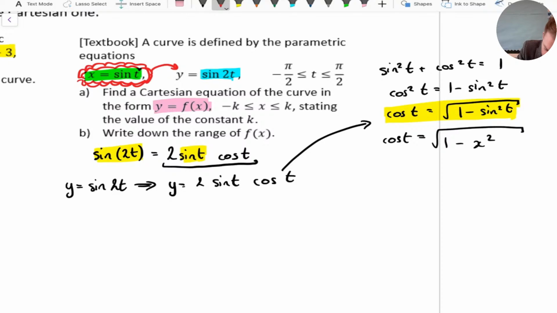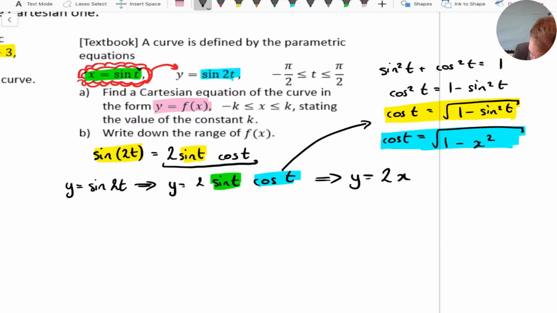So we've got this green part, which I'm going to replace for sine, and the blue part, which I'm replacing for cos. I've had to use the double angle formula to get two things in terms of sine and cos. So I can say here now that y is equal to 2 sine t, which is equal to x, times cos t, which is equal to the square root of 1 minus x squared. So that's our Cartesian equation, this part here.